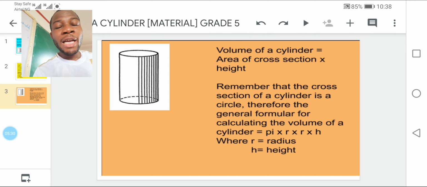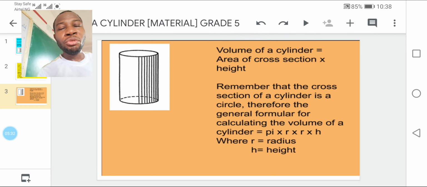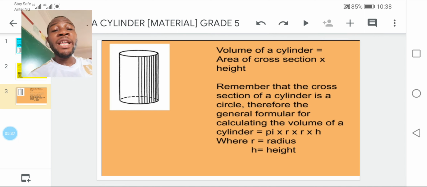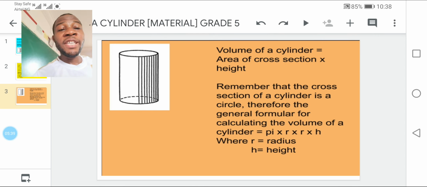I want to believe with this worked example, you've gained mastery on how to calculate the volume of a cylinder.